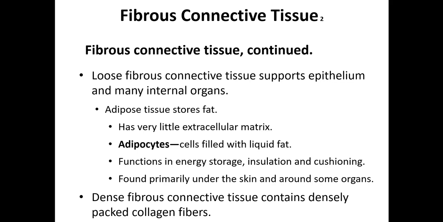Adipose tissue stores fat and has very little extracellular matrix. Adipocytes are cells filled with liquid fat. The function is to store energy, insulate, and cushion. They're found primarily under the skin and around some organs. And the dense fibrous connective tissue contains densely packed collagen fibers.